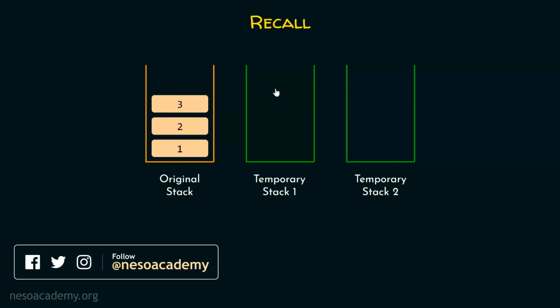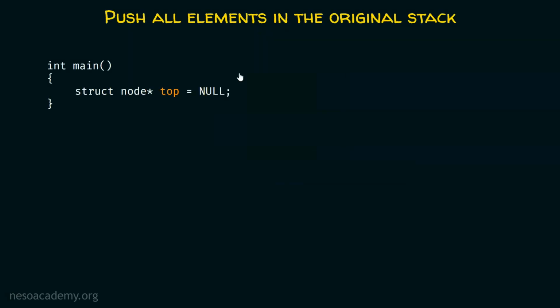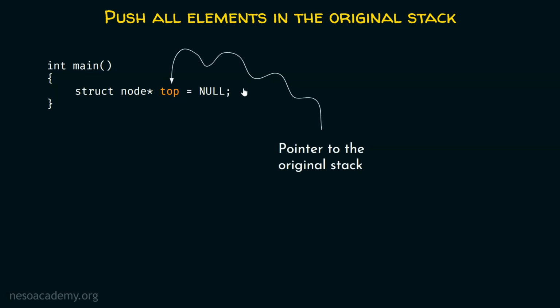Now, in this presentation, first we will learn how to push these elements onto this original stack with the help of pass by reference and not pass by value. Here we will push all the elements in the original stack, okay? And this time we will pass the address of this top pointer. Now here you can see that this is the pointer to the original stack, right? And currently this top pointer is holding null, which means that the stack is empty.